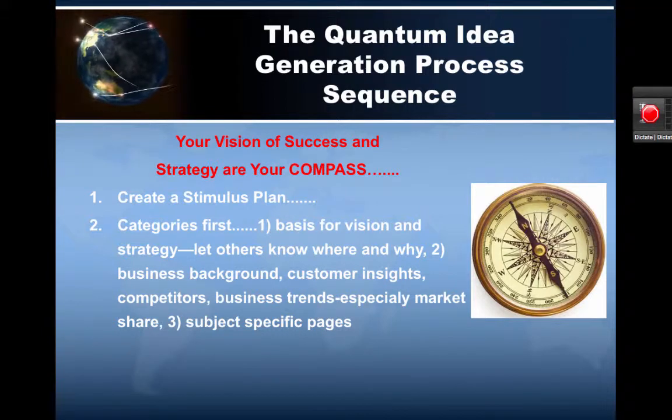Okay, here's the quantum idea generation process sequence about how you go about doing all this. Your vision of success and strategy are your compass that are going to guide all of this. You create a stimulus plan. Remember, stimulus is step one. You want to hear some categories that you want to look at. The basis for the vision and strategy. Let others know how you got where you are and why you got there.